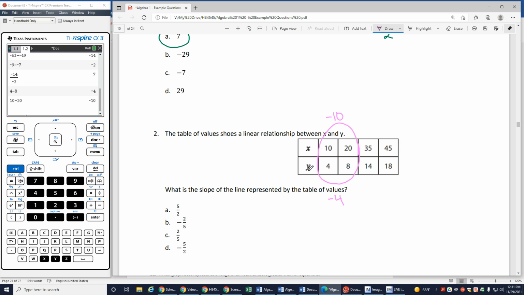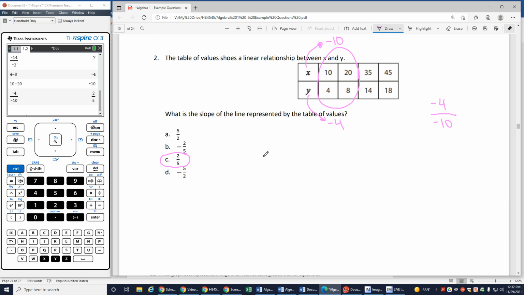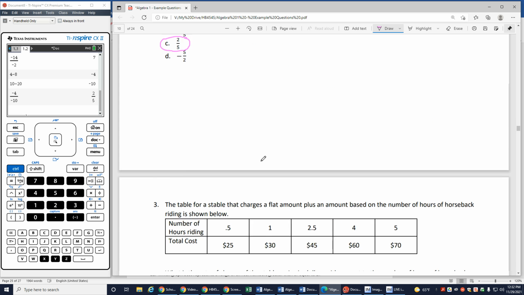And remember, we put the y's on top. So my y change is a negative 4. My x change is a negative 10. So that's my slope, negative 4 over negative 10, which is positive 2/5. C is my correct answer here on number 2. Okay, let's look at the next one.